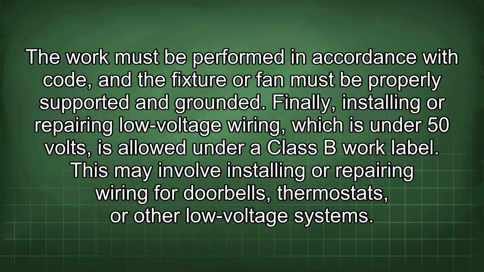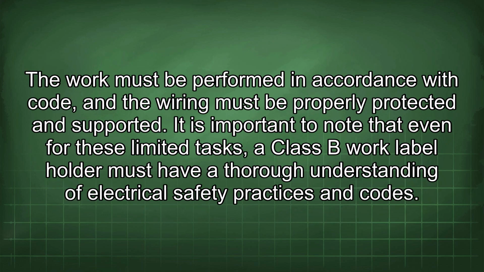Finally, installing or repairing low-voltage wiring, which is under 50 volts, is allowed under a Class B work label. This may involve installing or repairing wiring for doorbells, thermostats, or other low-voltage systems. The work must be performed in accordance with code, and the wiring must be properly protected and supported.